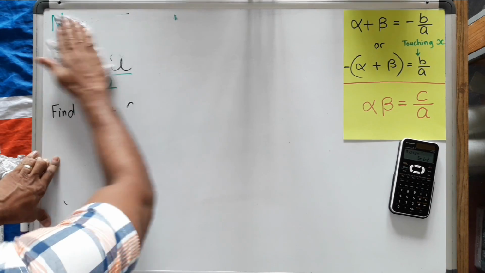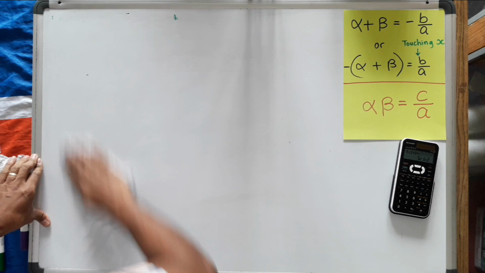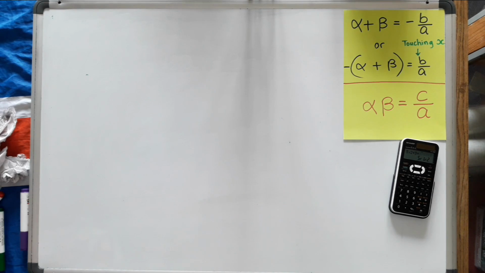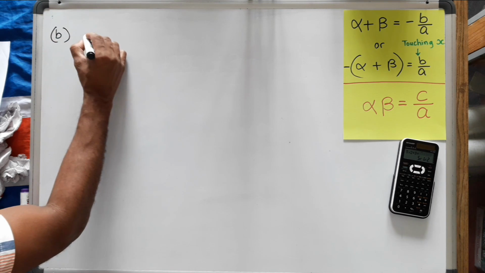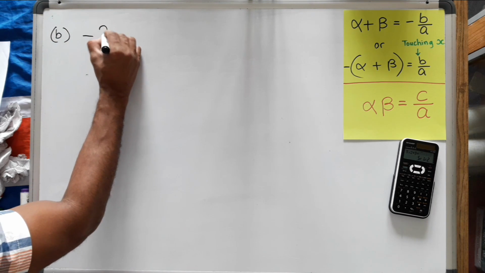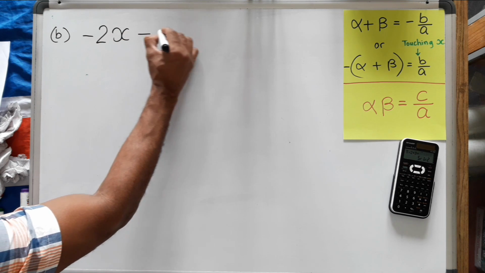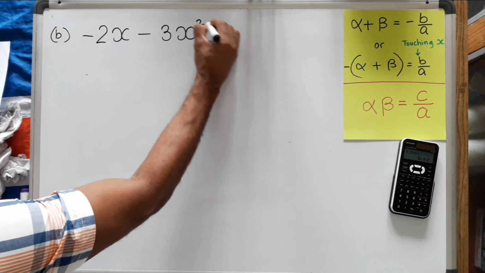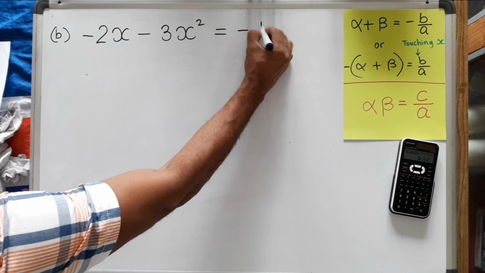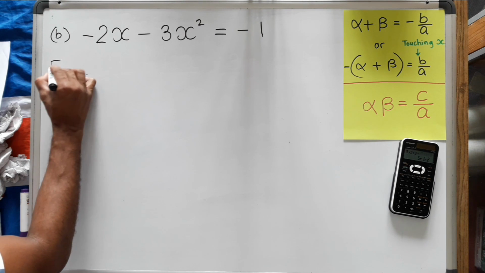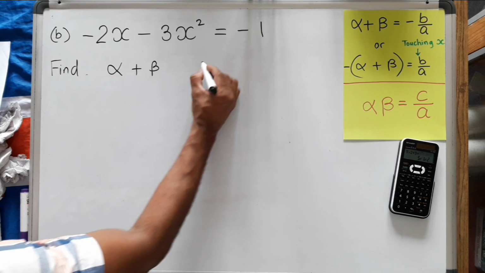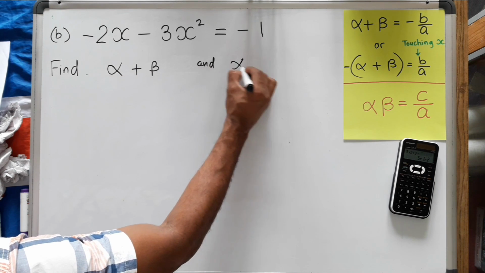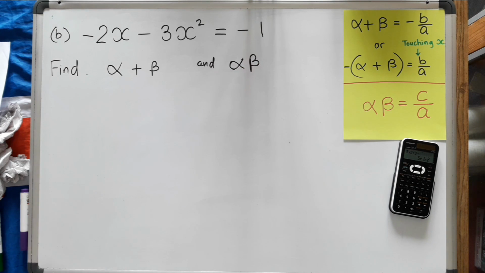Right? Well, I guess I could erase the magic trick part. All right. Let's say we have, oh, this is a good one. We have minus 2x minus 3x squared is equal to minus 1. And the examiner wants you to find the value of alpha plus beta. And once again, he wants you to find the value of alpha multiplied by beta.